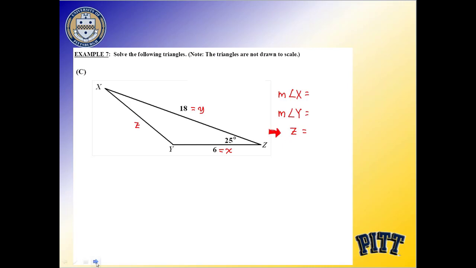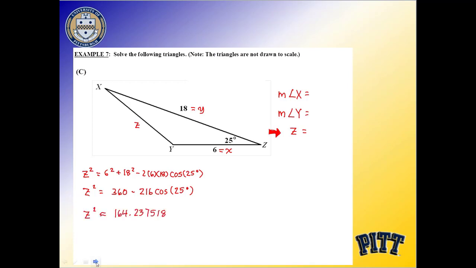I'm going to find side Z first by setting up the law of cosines. So Z squared is going to be 6 squared plus 18 squared minus 2 times 6 times 18 times the cosine of 25 degrees, which gives me this. Now again, I'm not going to do 360 minus 216 and then do the cosine of 25 degrees. I'm going to do 216 times the cosine of 25 degrees and take 360 minus that. I get 164.23 and so on. I take the square root of that and get about 12.82 for Z.